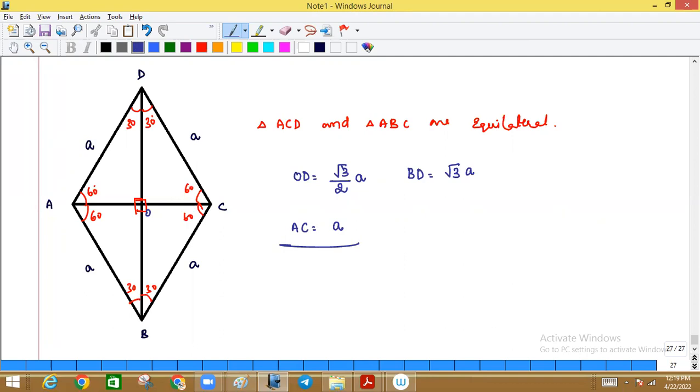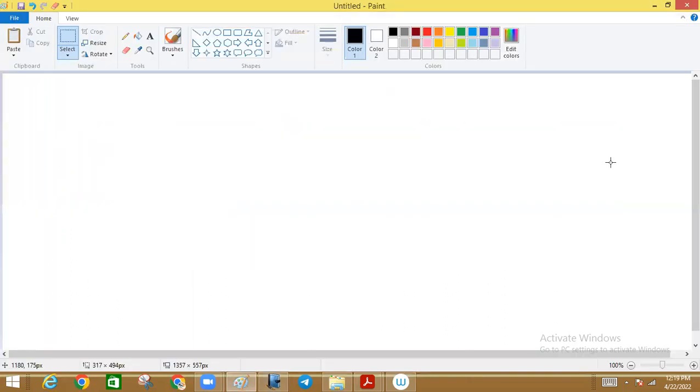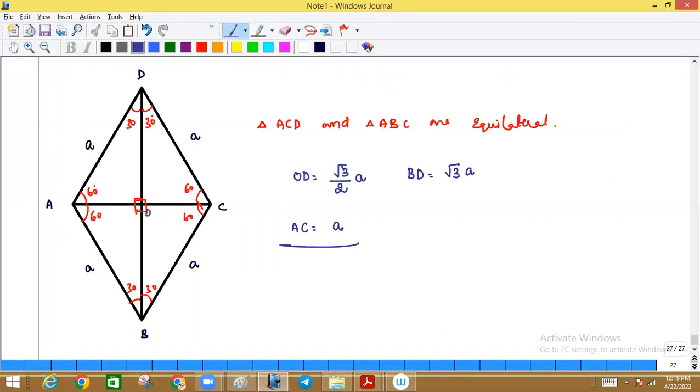So what are the diagonals when the angles are 30, 60, 30, 60? Or else you can say for a rhombus, if one angle is 60 and another angle is 120, then what are the diagonals? One diagonal is root 3A, another diagonal is A. Is that understood? Now, from this, I'll give you another basic.